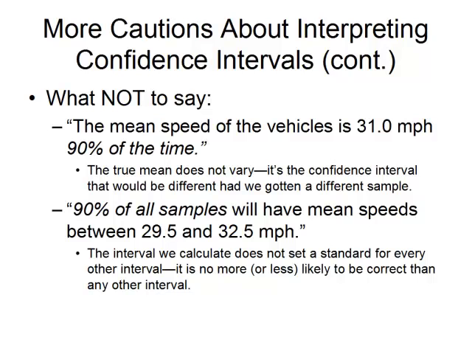Also not: the mean speed of the vehicles is 31 miles per hour 90% of the time. The true mean does not vary. It's the confidence interval that would be different had we gotten a different sample. And not: 90% of all samples will have mean speeds between 29.5 and 32.5 miles per hour. The interval we calculate does not set a standard for every other interval. It is no more or less likely to be correct than any other interval.